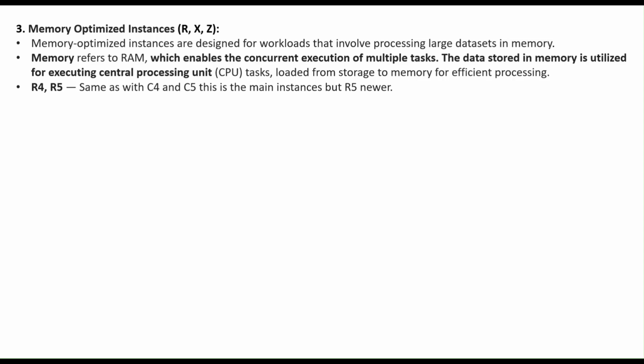Generally, memory optimized instances are used for caching processors like that. R4, R5 are like C4, C5: R4 is the main instance, but R5 is newer. So there is no difference between them apart from the newer hardware.